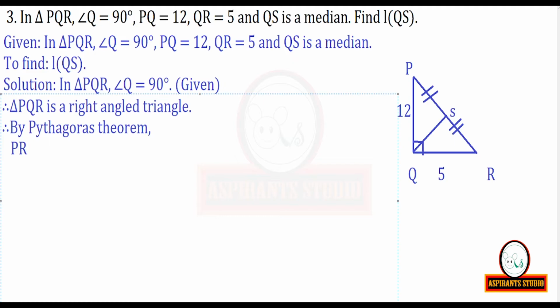So, hypotenuse square will be PR square is equal to one side square plus other side square. One side is PQ, so PQ square plus other side square, so QR square. Now substitute the values which are given. PQ is given to be 12 and QR is given to be 5. Therefore, PR square will be equal to 12 square plus 5 square.